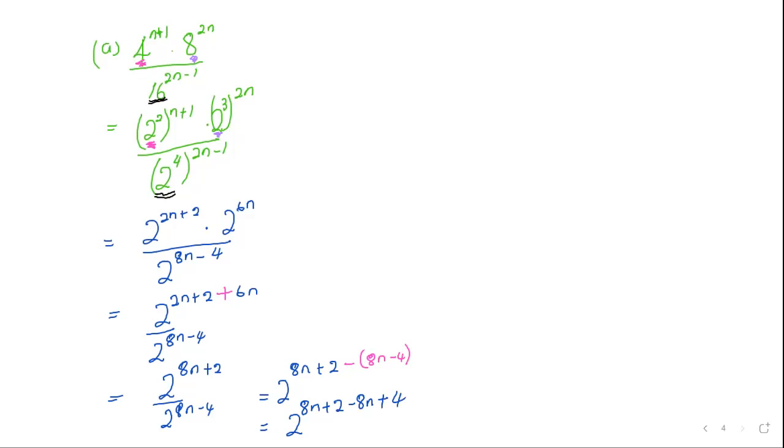I hope you can realize that 8n and 8n drop, a number and its additive inverse. 2 plus 4 is 6. So your answer becomes 2 exponent 6, which is equal to 64. That's equal to 64. We are going to take another one.